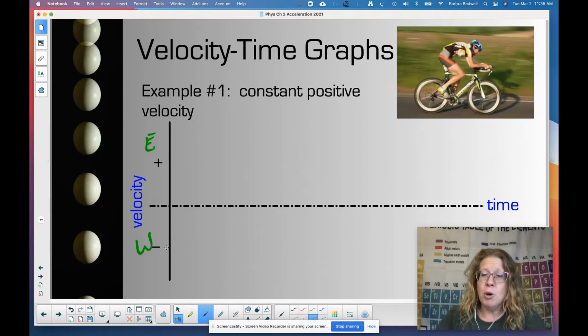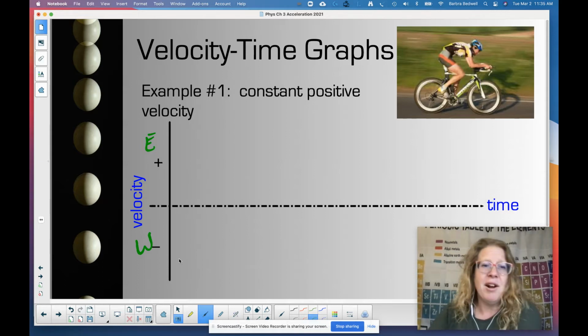If he's going forward, like this cyclist looks like he's heading east here, maybe he's going at 10 meters per second. Well, what's he doing over time? He's doing 10 meters per second, then 10 meters per second, then 10 meters per second, then 10 meters per second. And all that would look like on a graph like this, a VT graph, is something along those lines.